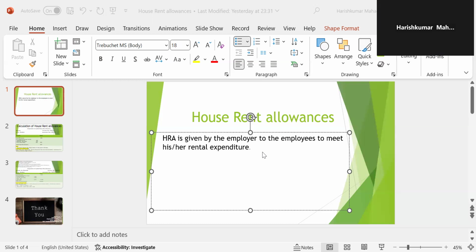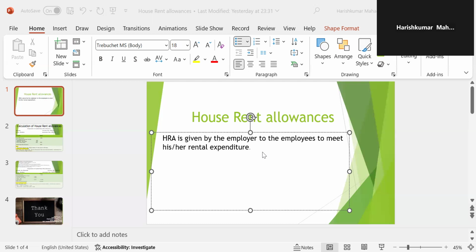For example, if you are working in any company, that company will pay house rent allowance. Like a basic salary, they will add DA and commission. For that, they will give some percentage as house rent allowance. As a part of income tax, house rent allowance is also a taxable allowance.